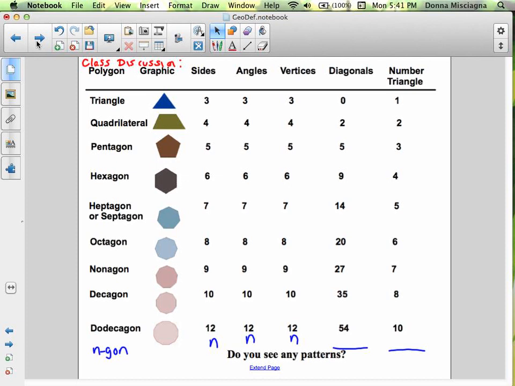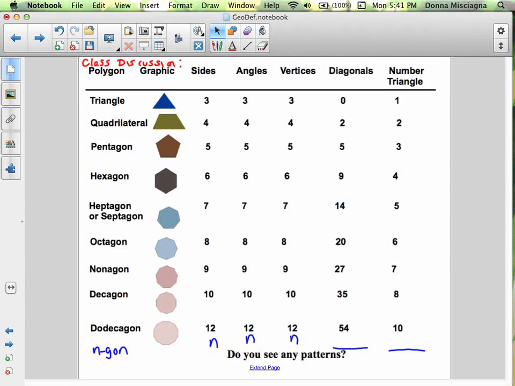Not only does a triangle have 3 sides, it has 3 angles, 3 vertices, no diagonals, and you can make one triangle out of a triangle. That seems to make sense, right? It's a triangle. Now, what does that mean? So when I say number of triangles, if you do this, I'd have 2 triangles, but that's not what I'm referring to. I'm referring to the number of triangles you can create with a diagonal.